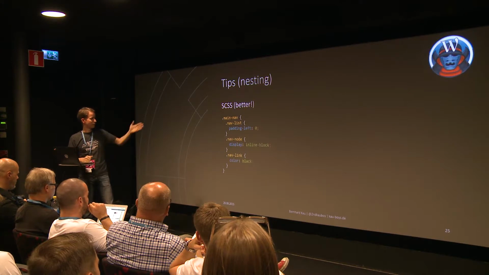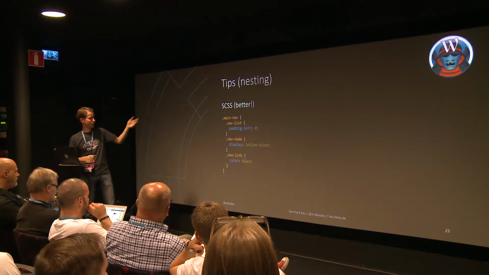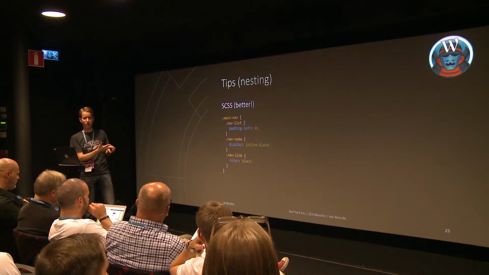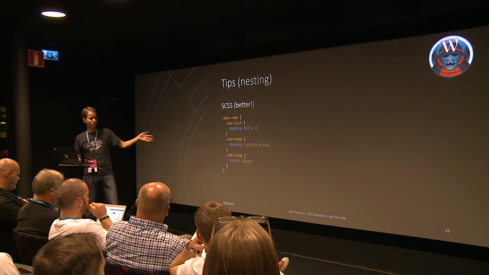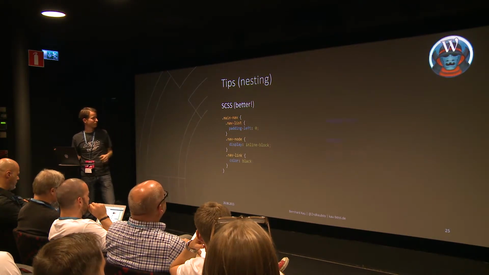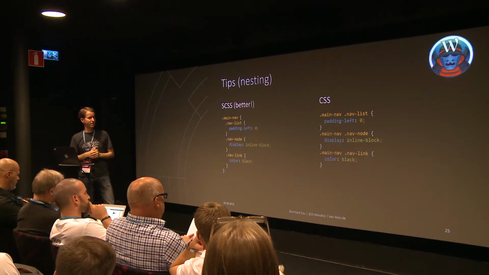And it's better to write it like this. So you have the main navigation, and inside the main navigation, you have a list, you have a list item, and you have a link. There's no need to say the link is inside of a list item, and the list item is inside of the list. That's obvious. So write it like this, with only one nesting, and then you have a CSS like this.